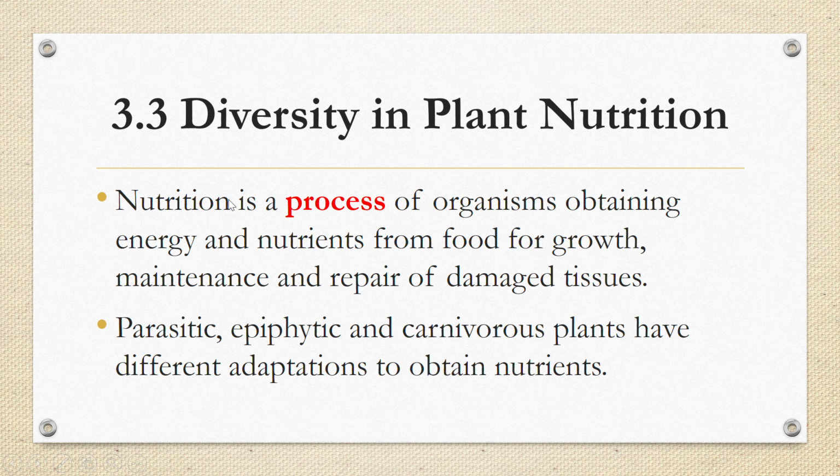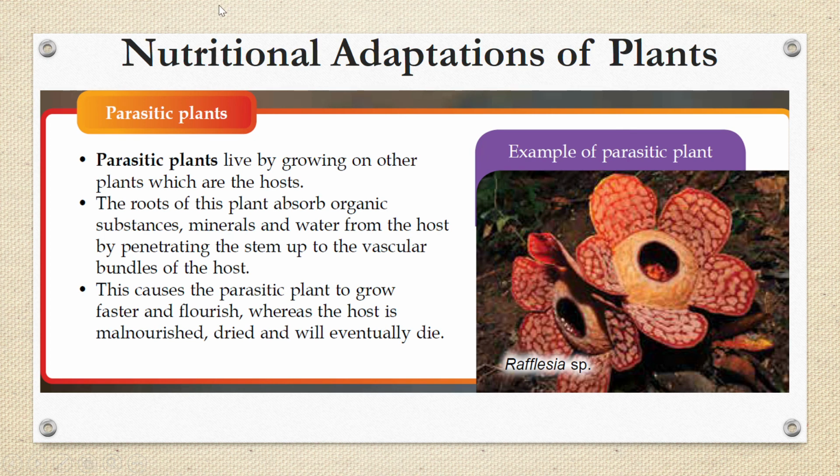Under this subtopic, you will be looking at parasitic, epiphytic, and also carnivorous plants, all three of which have different adaptations to obtain nutrients. So the first one, parasitic plants. As you can see in the picture here, this is a Rafflesia species, a flower.